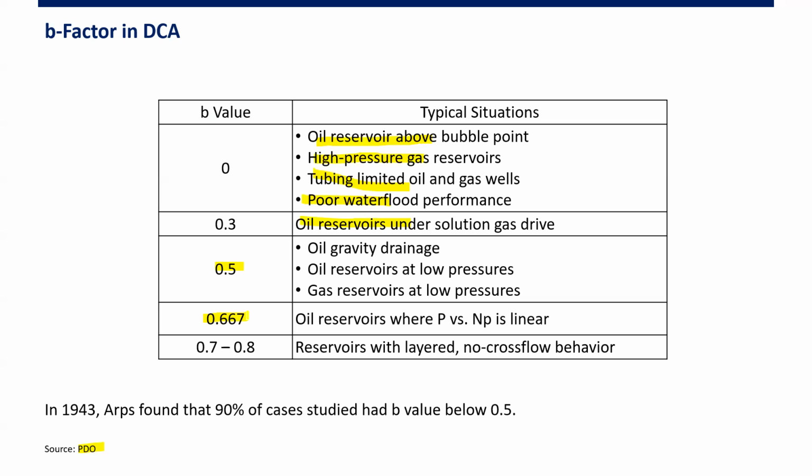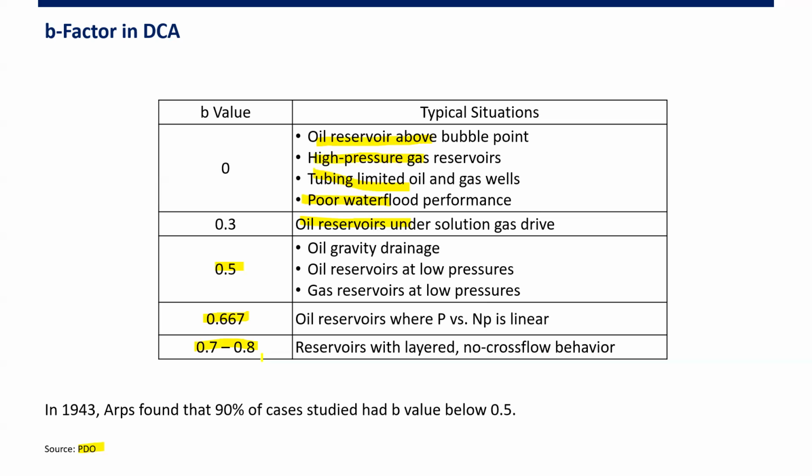And lastly, if you have reservoirs with layered but no cross-flow behavior, then you tend to have B factor equals 0.7 to 0.8. Again, if you have a multi-layer oil reservoir and there is no cross-flow, typically you will have B factor equals 0.7 to 0.8.